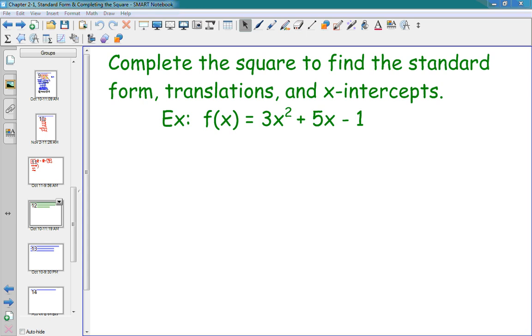Okay, step one, what do I do? Set the equation equal to 0. So I have 0 is equal to 3x squared plus 5x minus 1. Step 2. Add 1 to both sides, so 1 is equal to 3x squared plus 5x.